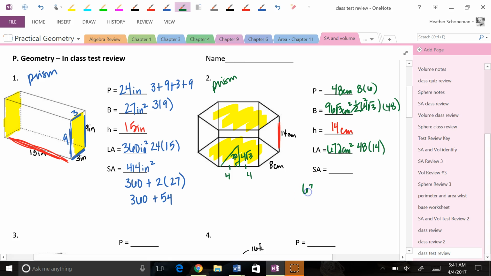Total surface area is the lateral area, 672, plus we have two bases. Each base has an area of 96 square root 3. So when I simplify that, I get 672 plus 192 square root 3. Next thing to do is add them together, but I can't because they're not like terms. So I write the label once at the end. And that is my surface area.